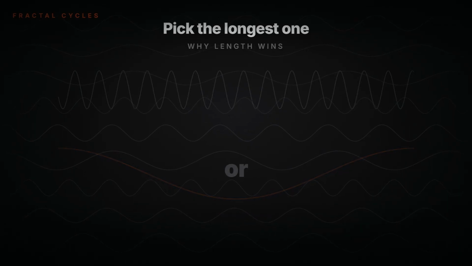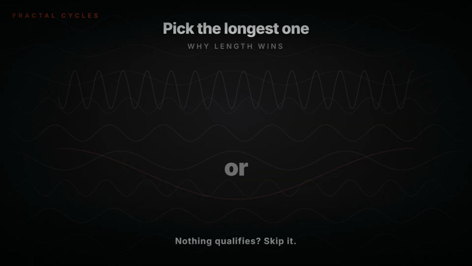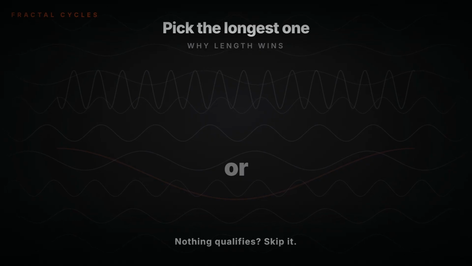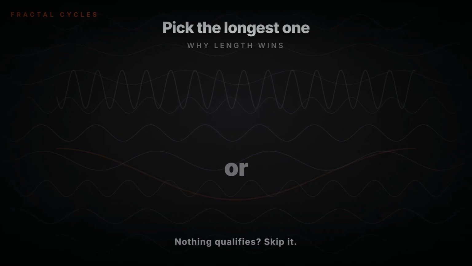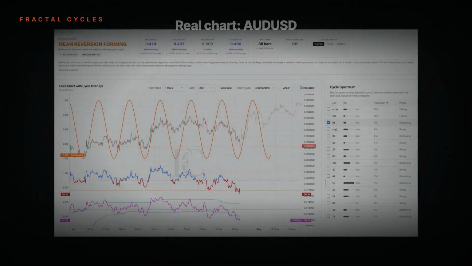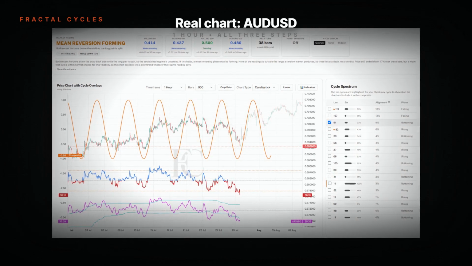And if nothing in the top 5 is in the right phase, then there is no setup at all, and that is perfectly fine. A method that always gives you an answer is a method you cannot trust, and knowing when to say nothing is part of what makes the good calls worth taking. Let me show you all 3 steps together on a real chart.